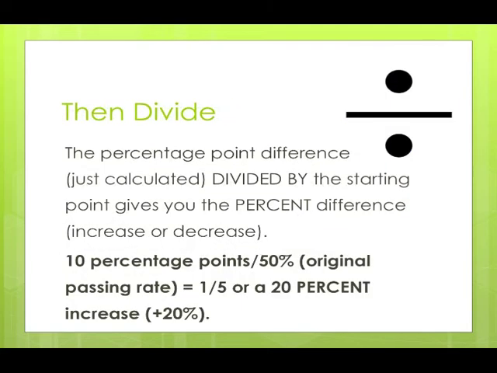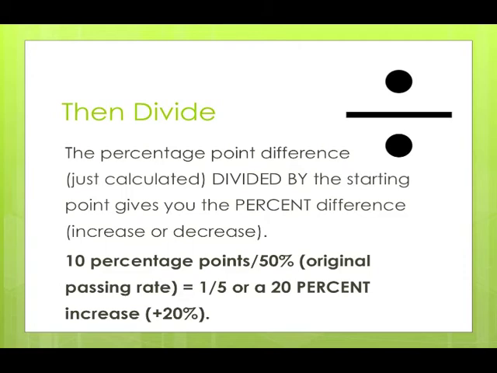Now, we want to decide the percent increase, not percentage point, because we just figured that out. We're going to add one more step to the math problem. So we took 60, we subtracted 50, and we got the number of percentage points.